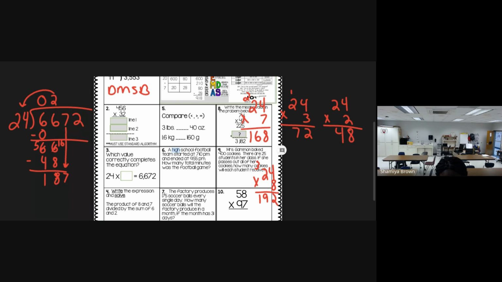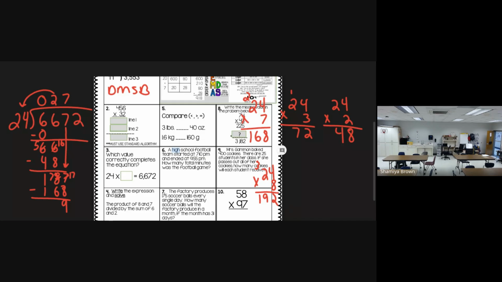So that's too much. So I know it had to be 7. So that 7 goes up here. 7 times 24 is 168. Then I'm subtracting now. 7 minus 8, I can't do that. Borrow from my 8, it becomes a 7. And 7 becomes a 17. Now I can do 17 minus 8, that gets me 9.